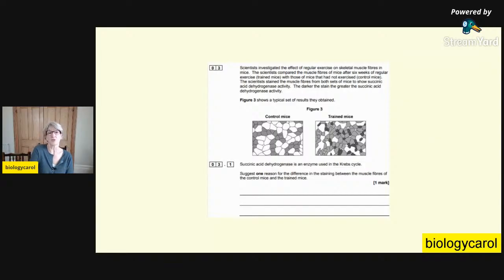So we're going, okay, trained mice, more of this succinic acid dehydrogenase. And then we're told this is an enzyme used in the Krebs cycle. As soon as I see the Krebs cycle, I'm going, that's aerobic respiration. So I'm looking here and going, okay, these muscle fibers are doing a significant amount more aerobic respiration than these control mice.